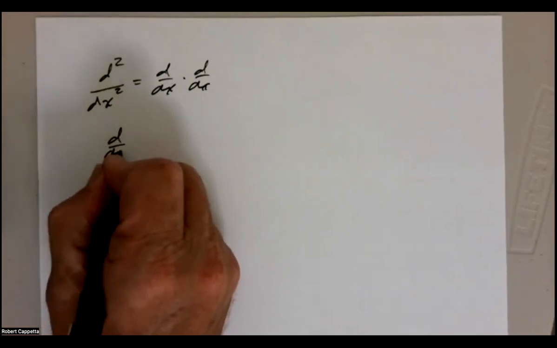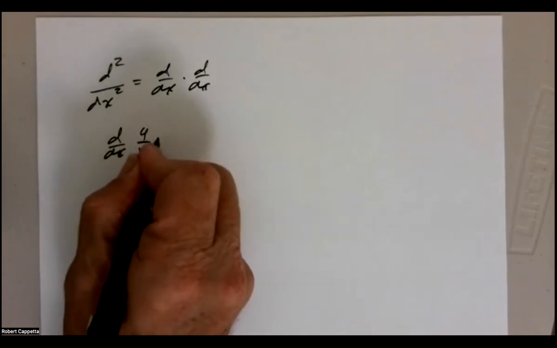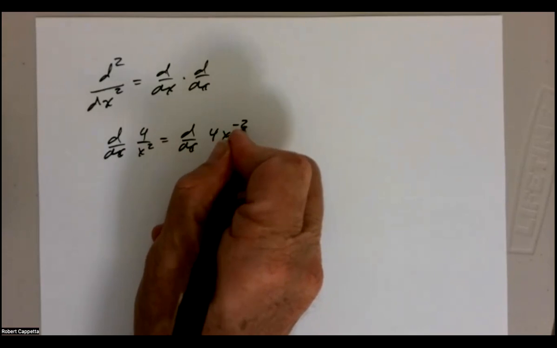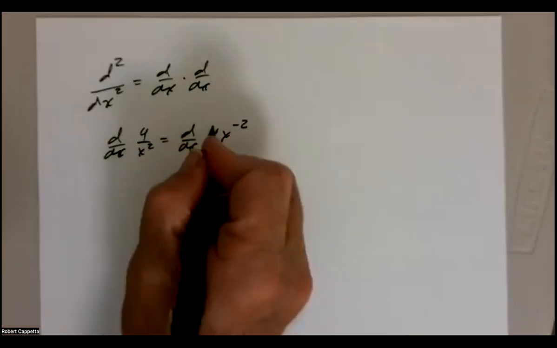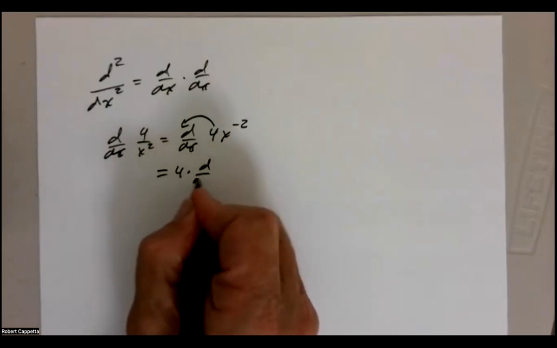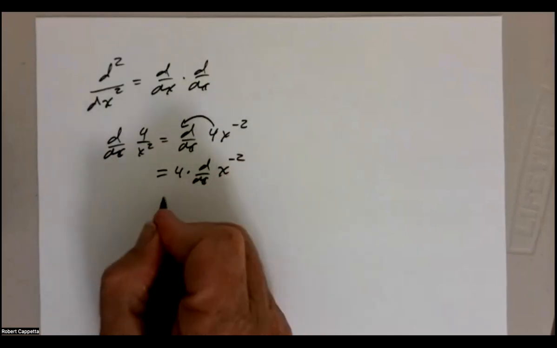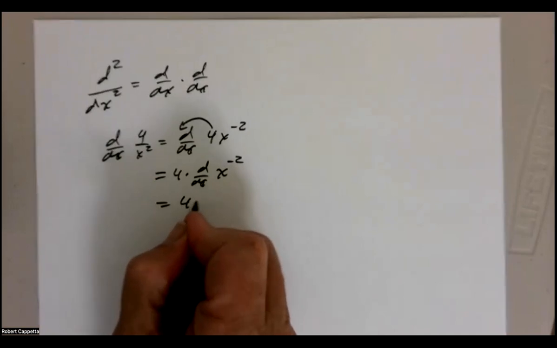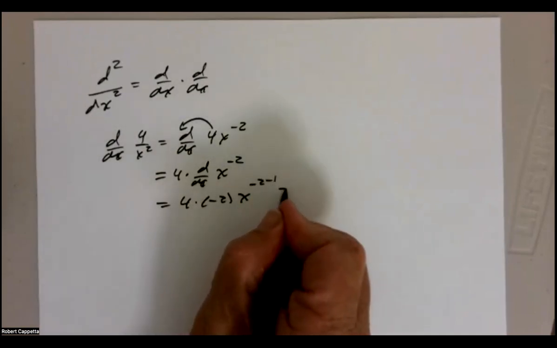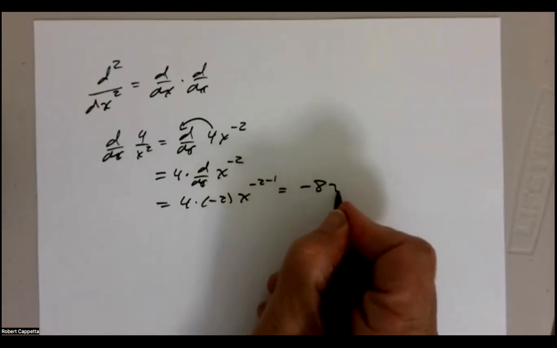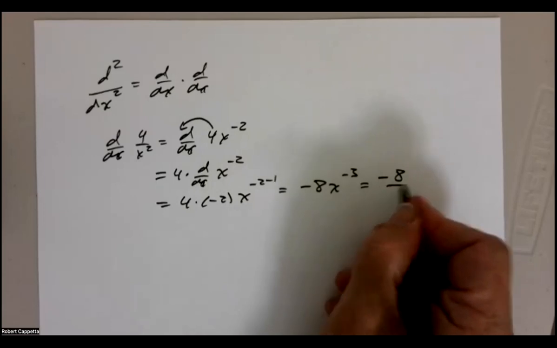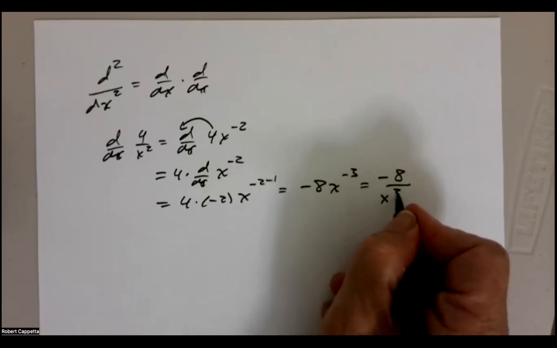So let me start with the derivative of 4 over x squared, which is the derivative of 4x to the negative 2. I'm going to pull the 4 out in front, which is 4 times the derivative of x to the negative 2. Let's pull that negative 2 down. 4 times negative 2x to the negative 2 minus 1, which is negative 8x to the negative 3, or if you like, negative 8 over x cubed.